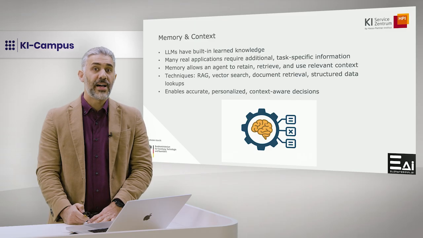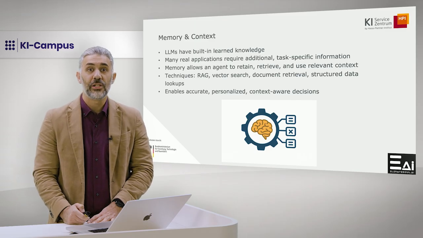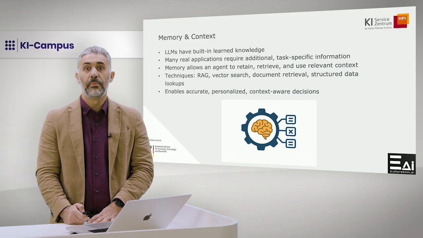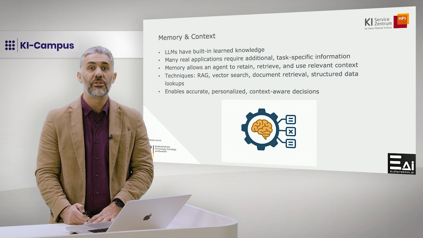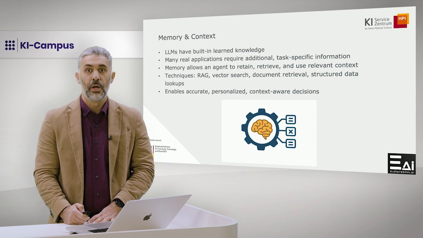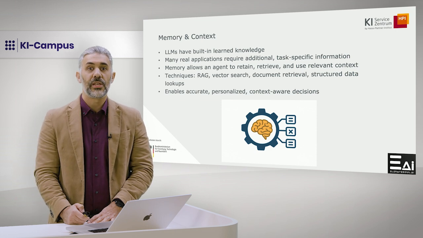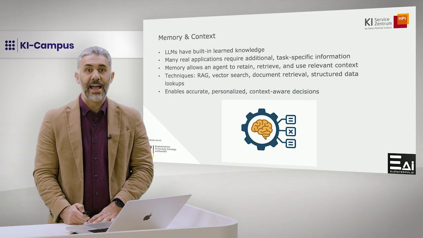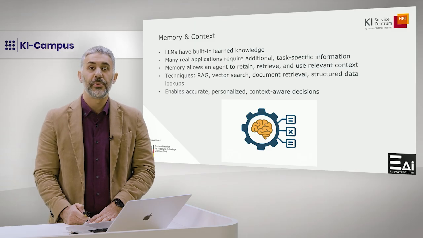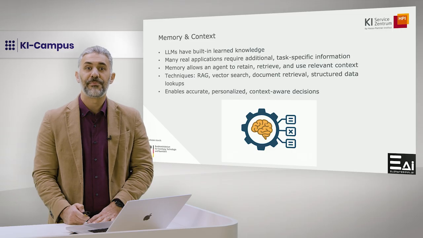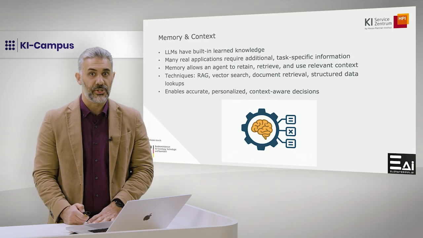To make this possible, we can provide additional context to the model. The most common approach is retrieval augmented generation, where the agent retrieves relevant documents or facts and combines them with its reasoning. This means the agent is no longer answering purely from its training data. It can reason on top of precise external information.